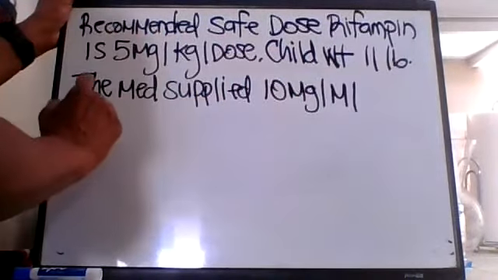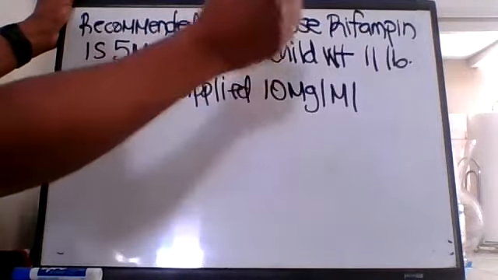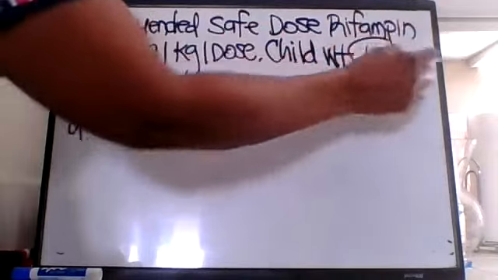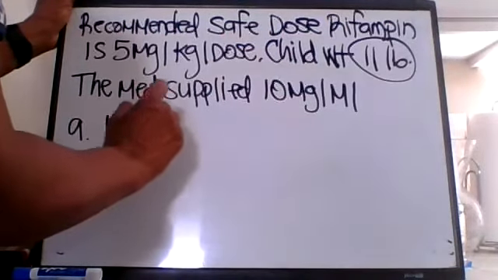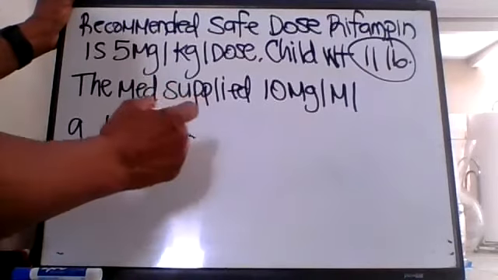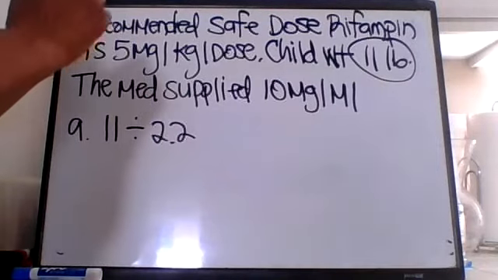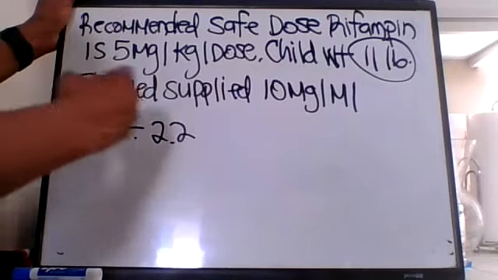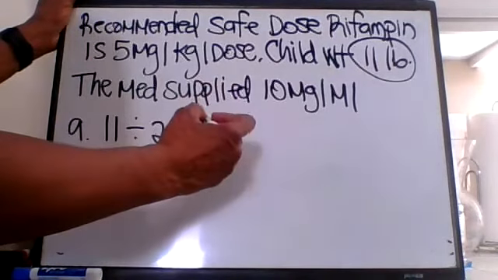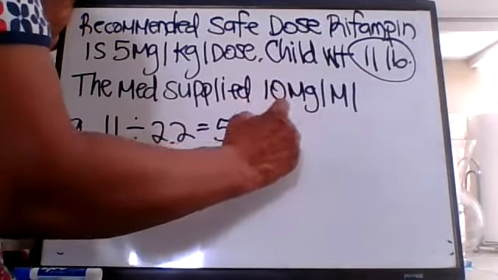A is asking the child's weight in kilograms. That's the first step. The child weighs 11 pounds. So we take that 11 pounds and divide it by 2.2, because 2.2 pounds is equivalent to 1 kilogram. So 11 divided by 2.2 comes out to 5 kilograms.